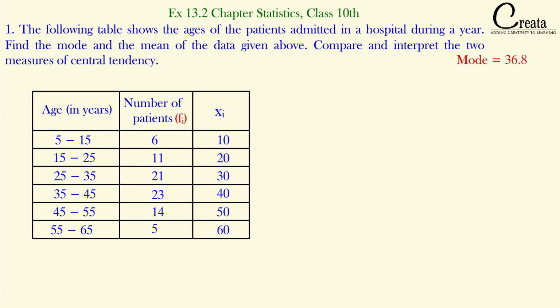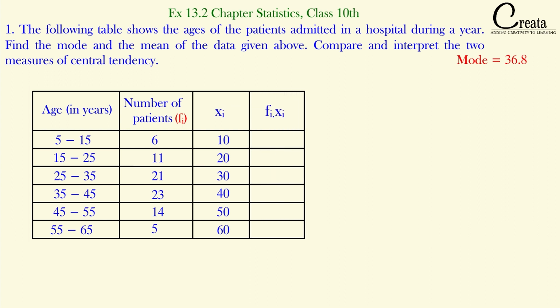Okay. Next step, let's find Fi into Xi, that is the multiplication of Fi and Xi. 6 into 10 is 60. 11 into 20 is 220. 21 into 30 is 630. Similarly, 920, 700 and 300. We got the multiplication of Fi into Xi.